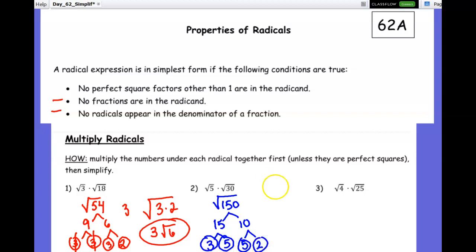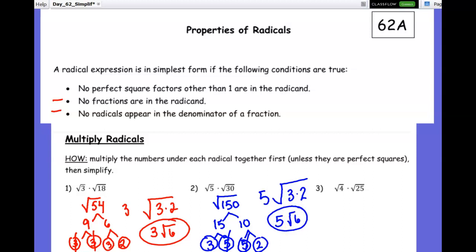Okay, so simplest radical form. All right, I look for my pairs. I have a pair of 5's, so that goes outside the radical. And 3 times 2 goes in as the radicand. When I multiply it together, I end up with 5 radical 6. So that would be my final answer.